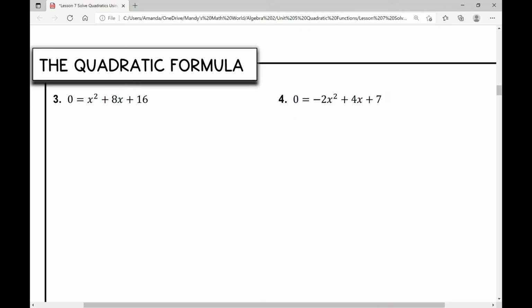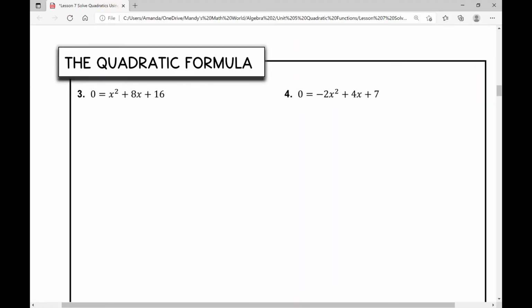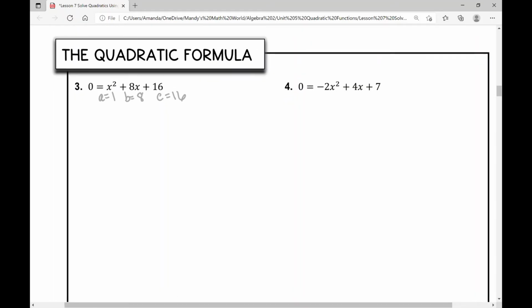In example number 3, I'm going to be going through these a little more quickly because I'm not going to draw that quadratic formula skeleton. I'm just going to sing the song and write it out as I'm singing it. But first, let's identify A is 1, B is 8, C is 16. X equals the opposite of B plus or minus the square root of B squared minus 4AC all over 2A. And that's how I'd plug that in.